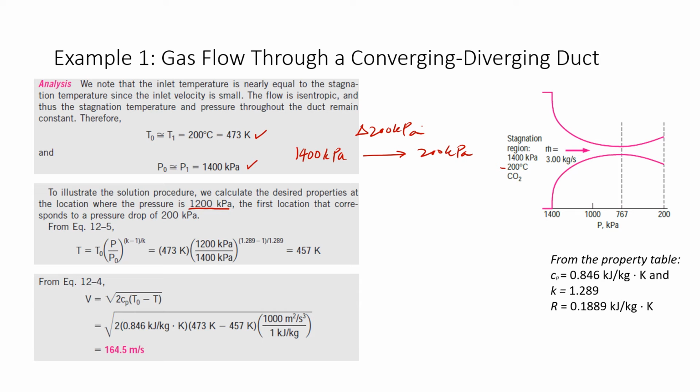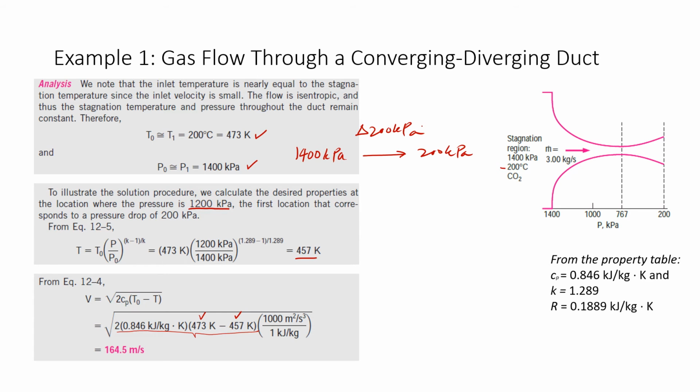Okay, 2 times the specific heat multiplied by the temperature difference, that's T naught minus T. We have this from before. And don't forget, when it's velocity, we always have to either multiply or divide by 1000, because otherwise this would give you a value that is 1000 times too small. So multiply by 1000. Then you get the answer as 164.5 meters per second.